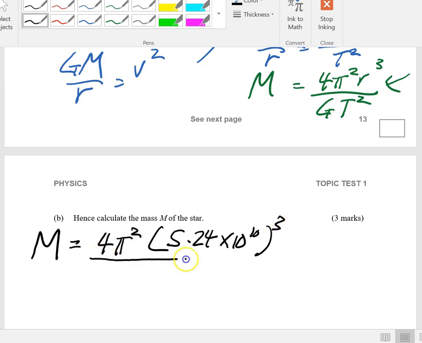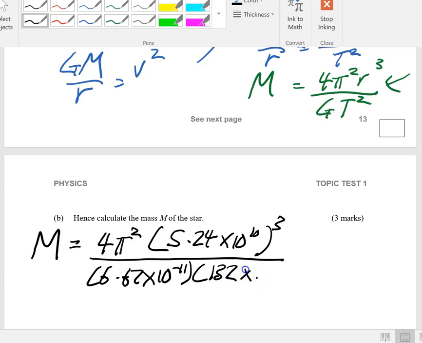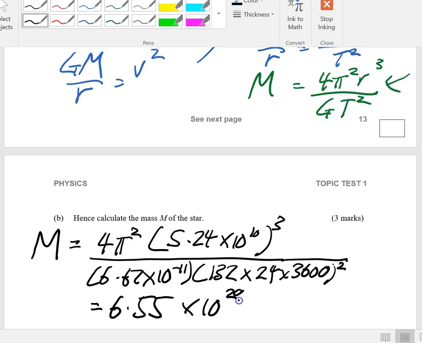Students always forget, divide by G T squared. Capital G is a constant. The T here, be careful, is in SI, so 132 Earth days. So change the days to seconds: 24 hours a day times 3,600 seconds an hour. In this part again, the square here is the killer. The answer here is 6.55 to the power of 29 kilograms.